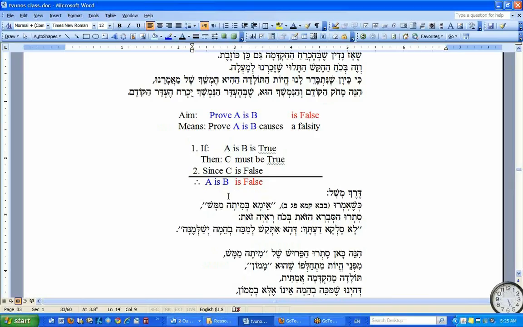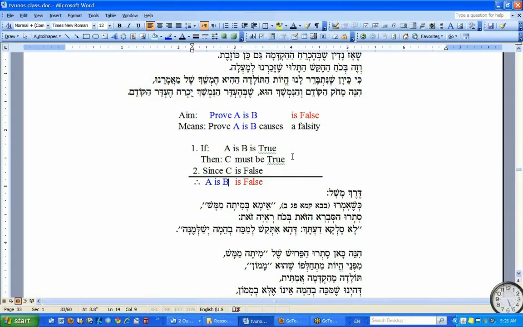That's how it goes. So I can prove that your statement is false because it's the direct result of a hekesh. The opposite action is the direct result of a hekesh, or that it leads to something false. If what you're saying is true, then this other thing must be true. And since it's not true, then what you're saying can't be true, because it's an if-then relationship. One is the cause of the other. Let's see if we get that through a derech mashal.